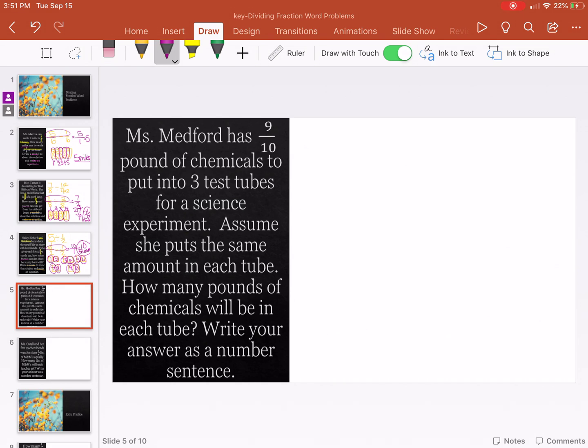Okay. Miss Medford has 9/10 of a pound of chemicals to put into 3 test tubes. Assume she puts the same amount in each test tube. How many pounds will be in each tube? This one, we're just doing the number sentence. We're just doing the equation. So what does she have? She has 9/10 divided into 3 test tubes.